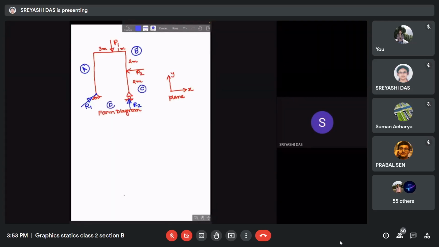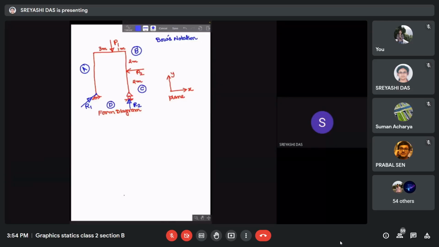So we name the load P1 in terms of spaces as AB, because in Bow's notation we have seen that we can name the forces in terms of spaces in a clockwise manner. So AB denotes the force P1, BC denotes the force P2, CD denotes the force R2, and DA denotes the force R1. Now we have to draw the force polygon.